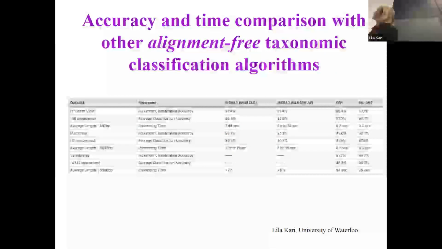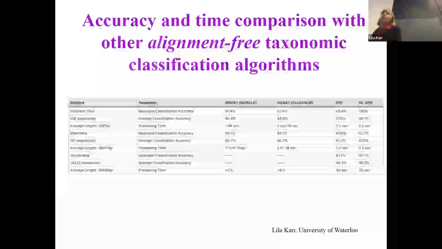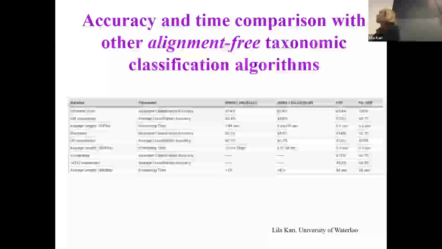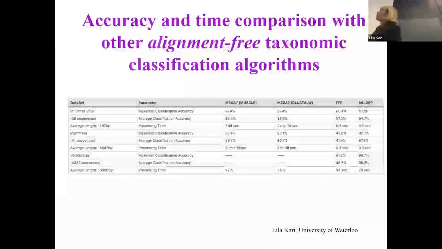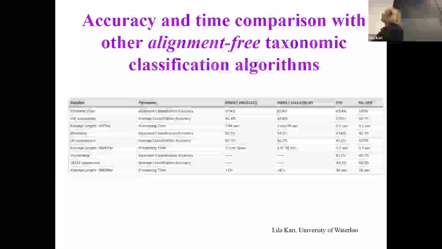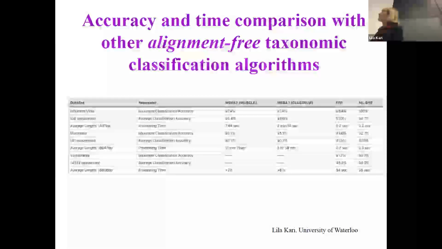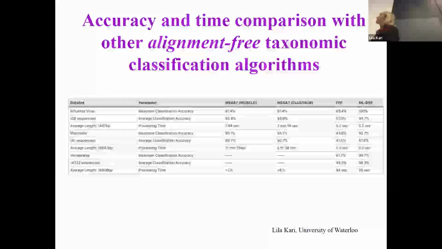Okay, so this is just some accuracy and time comparison with other alignment-free taxonomic classification algorithms. I'm not going to go through that. The accuracy is better and the time is way better than other methods. Some of them we had to stop because they ran more than 14 hours. So the method does really well. The accuracy is very good, in the mid-90s, and it works in minutes.